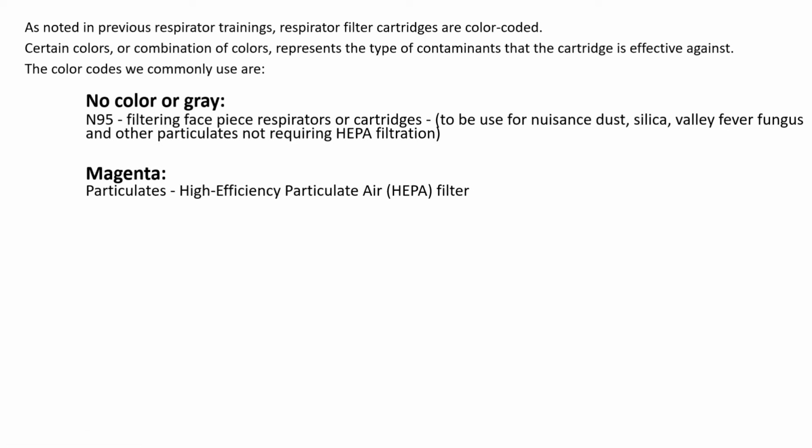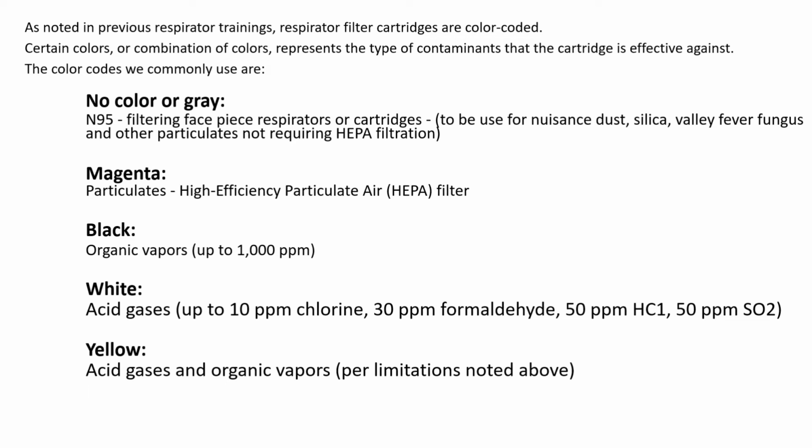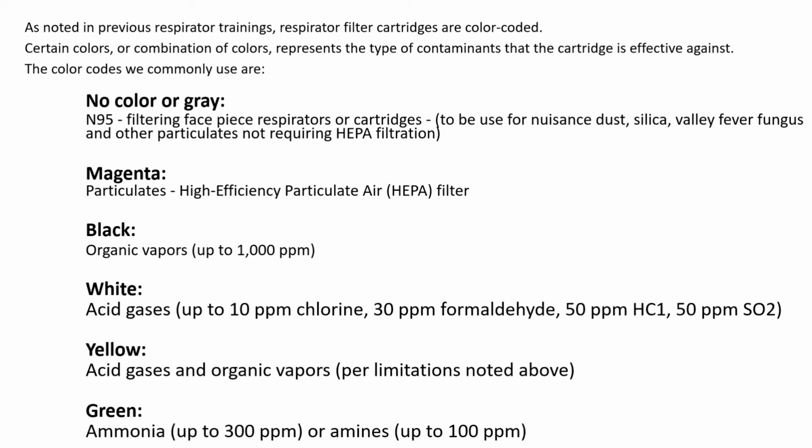Magenta, or purple, it's particulates, and it's high efficiency particulate air filter, 99.97% effective against particulate matter 0.3 microns in size. Black for organic vapors, white for acid gases, yellow, which is the one Janus uses most often when it's a gaseous or vapor cartridge, acid gases and organic vapors, and green for ammonia and similar materials.